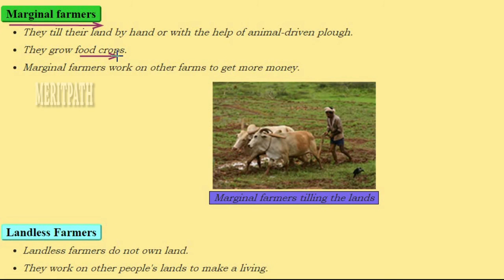Marginal farmers. These are the second group of farmers. They till their land with the help of their own hands or with the help of animals. As you see in this image, the land is being sown with the help of animals. Either they plow the land with their own hands or otherwise with the help of animals. These farmers grow food crops. Food crops means cereals and pulses. And sometimes these farmers also go and work on other farms to fetch more money.